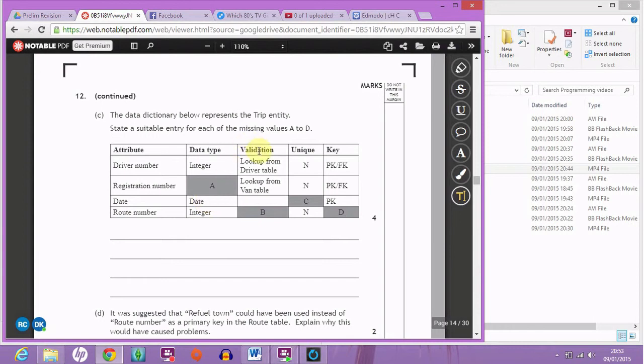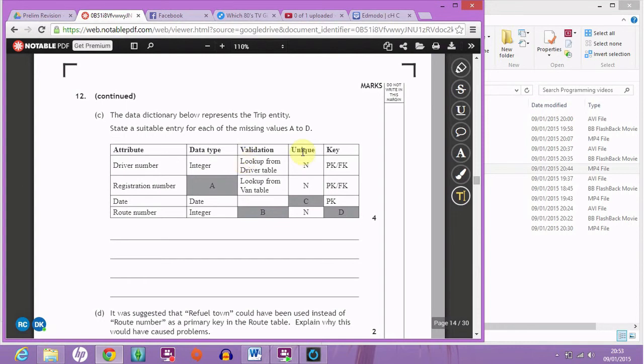So your validation would be a presence check, a range check, a length check, and if it's a foreign key, what we write in there is lookup from the driver table. Now that's different from National 5.